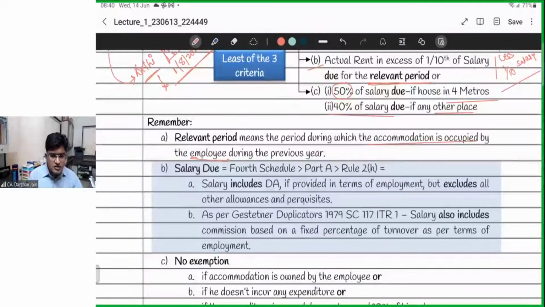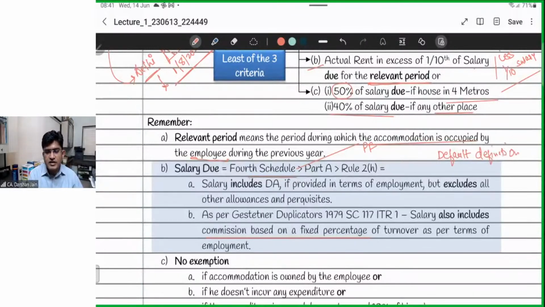Because it was a Supreme Court decision, now it is the law of the land. So if you talk of the fourth schedule specifically, which deals with provident funds, here the definition of salary is salary plus DA. But because of Gestetner Duplicators, now the definition of salary for all the provisions of the Income Tax Act by default is salary plus DA plus commission based on a fixed percentage of turnover. Only if the commission is based on fixed percentage of turnover would it be included in the definition of salary. So this I call as default definition.